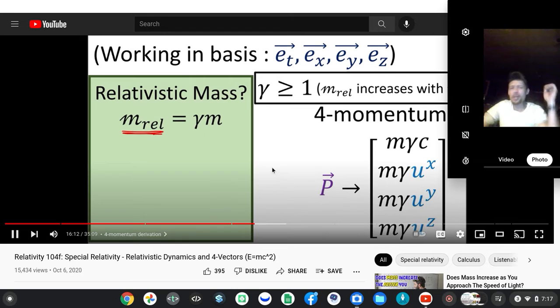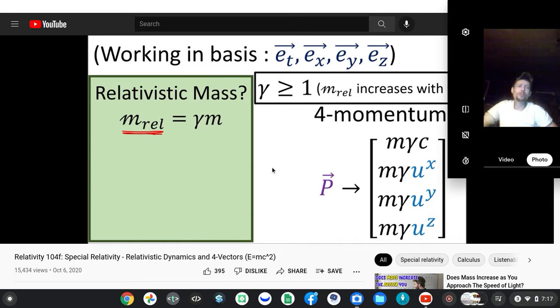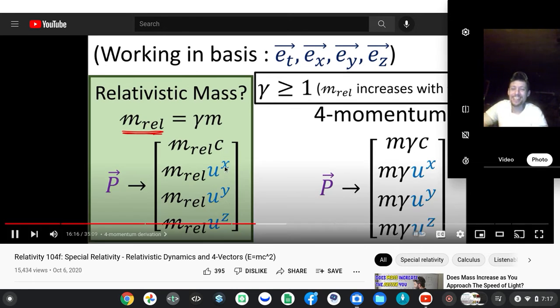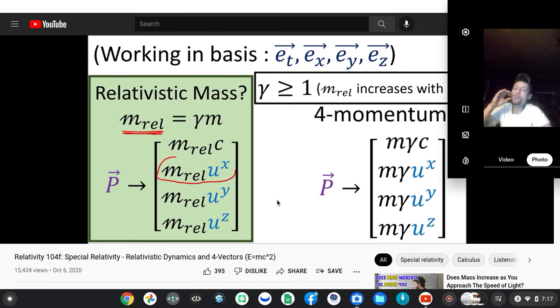Now, the reason that some physicists came up with the idea of relativistic mass is that it makes the components of the 4-momentum vector look more like the Newtonian momentum that we're used to, where the spatial components of the 4-momentum are now just the relativistic mass, curly m, times the ordinary 3-velocity.